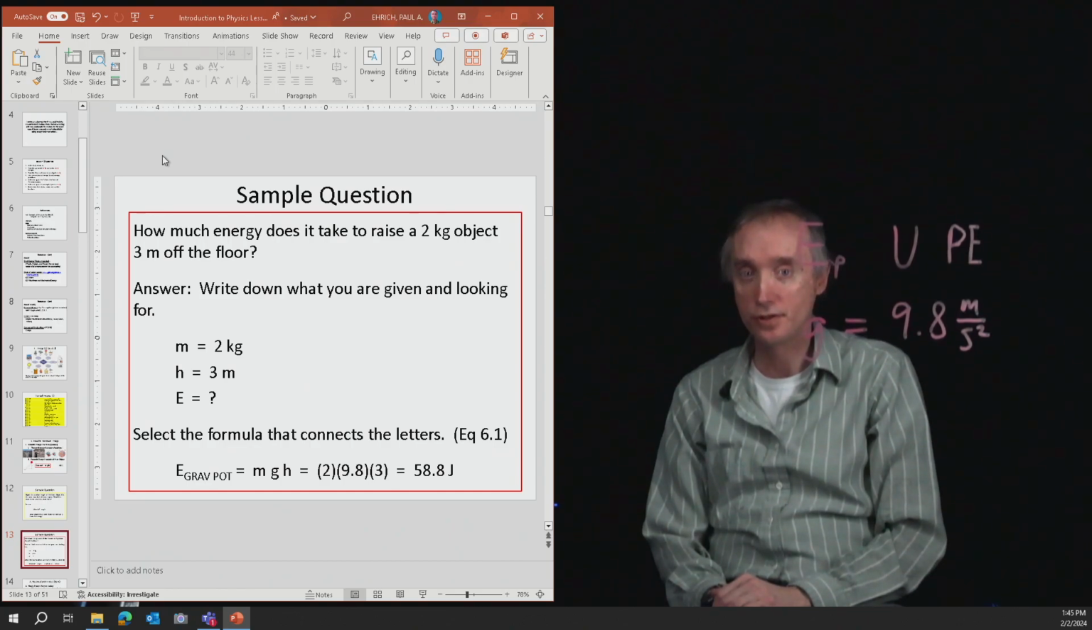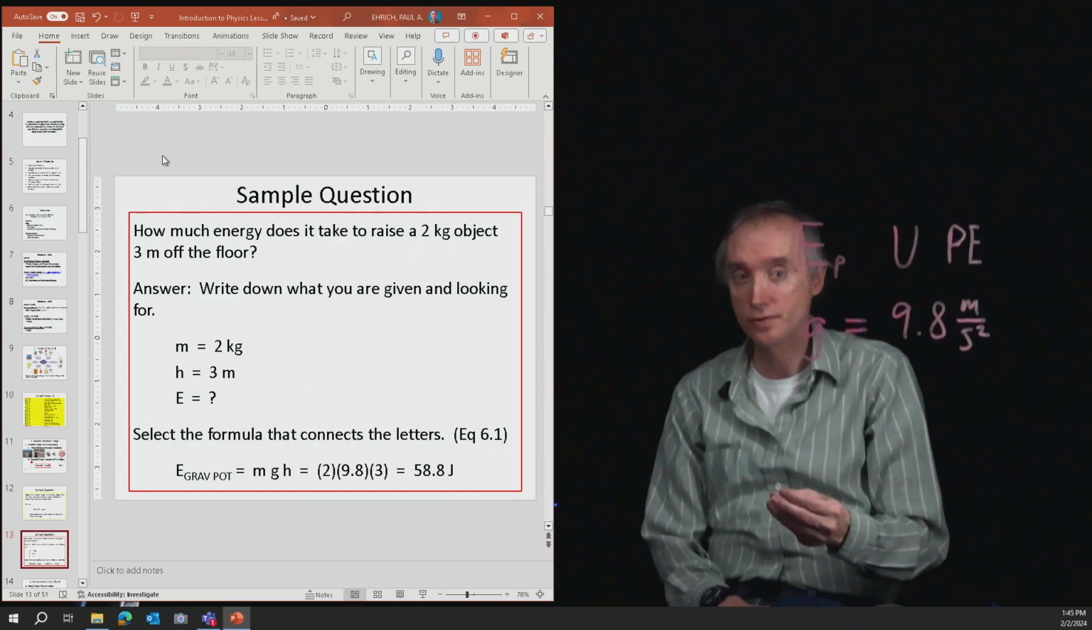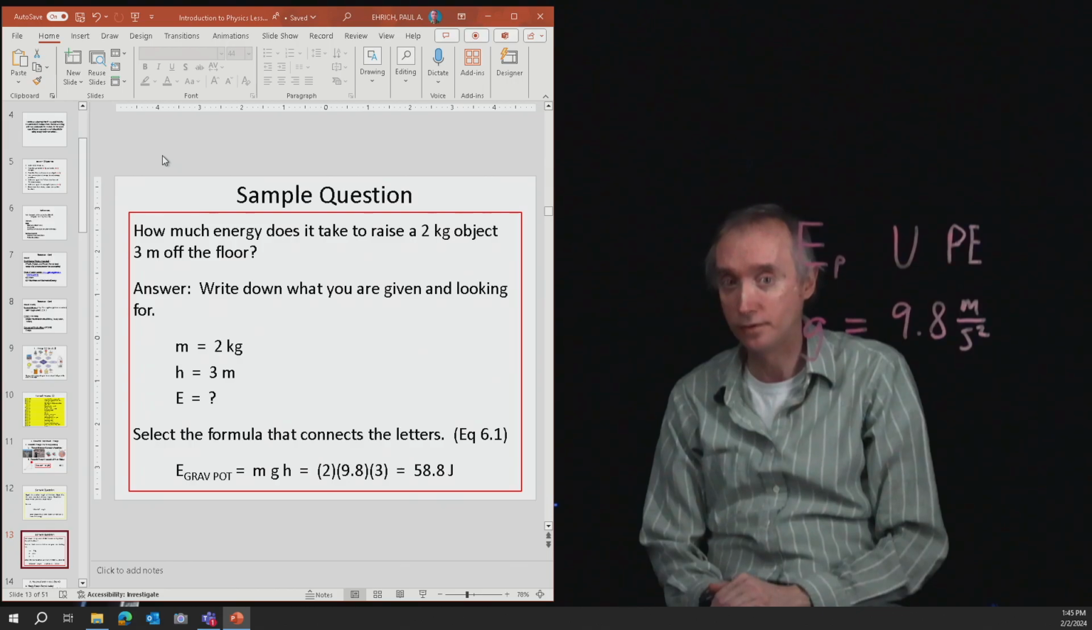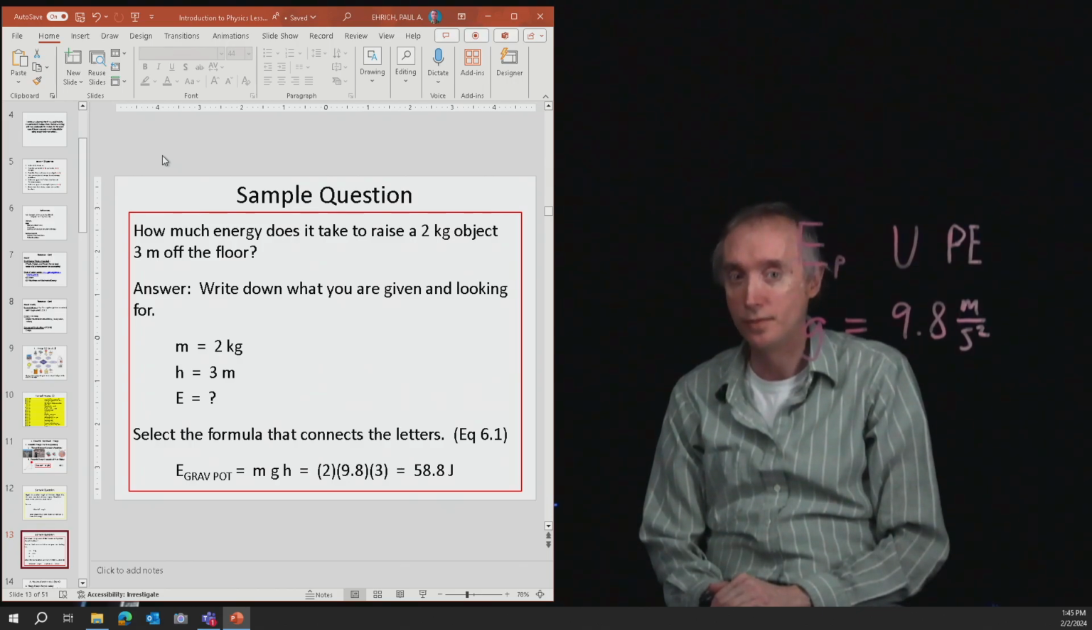So potential energy. So we plug in our numbers and we get the amount of energy, and then we need to put the unit on the end of it. And the official metric unit for energy is going to be J for joule.